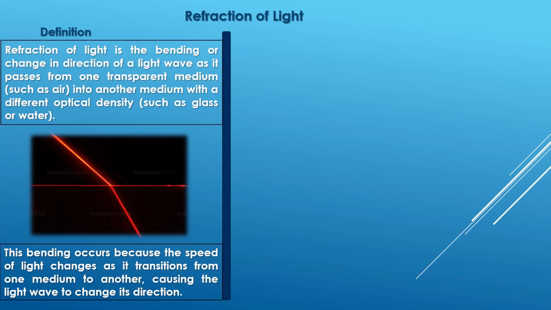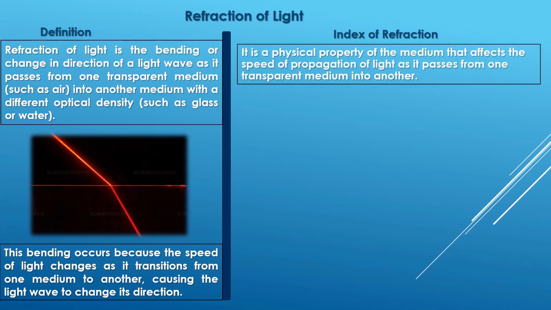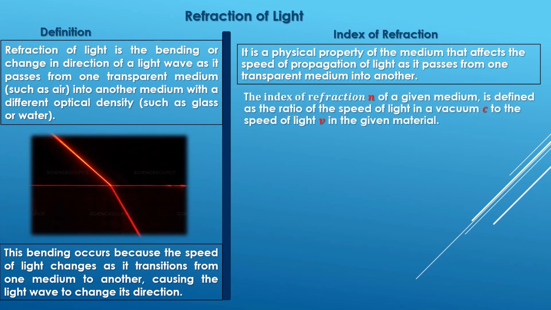Now, what is the physical property that affects the speed of propagation of the light? This is what we call the index of refraction. It is a property that affects the speed of light as it goes from one medium into another. By definition, the index of refraction is nothing but the ratio of the speed of light in the vacuum, denoted by c, to its speed in the given medium, denoted by v.